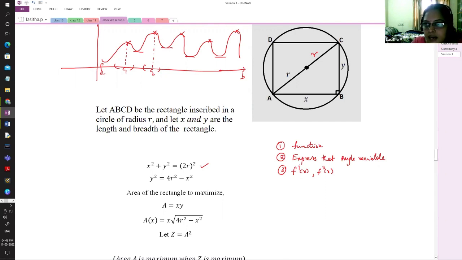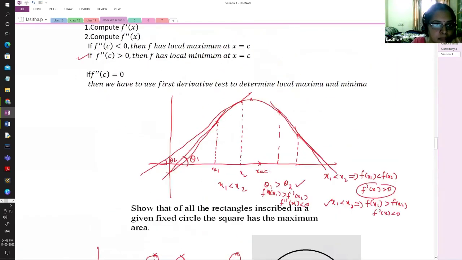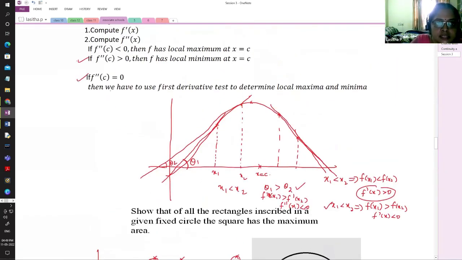There are some cases where the second derivative cannot be applied. I didn't mention that here. In case the second derivative is 0, we have to use the first derivative test to determine the local maxima and minima, because the second derivative test is valid only when it is less than 0 or greater than 0. In case it is 0, we cannot say that it is not a local maxima or minima point, but the test fails, so we have to use another technique to find the maximum and the minimum. That point we have to insist.